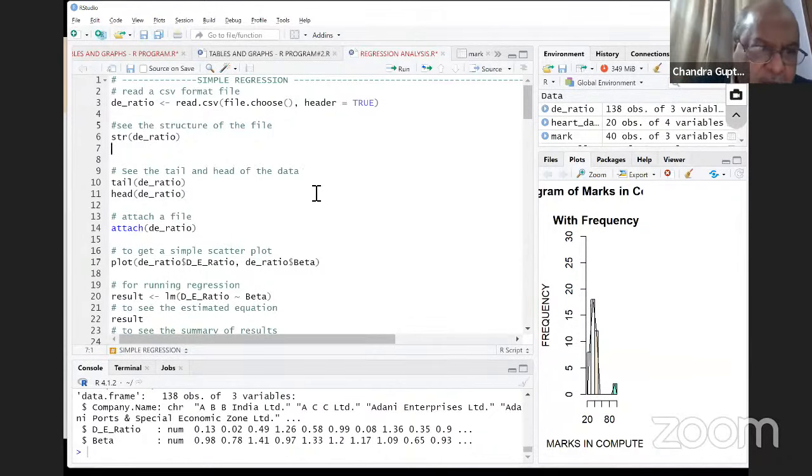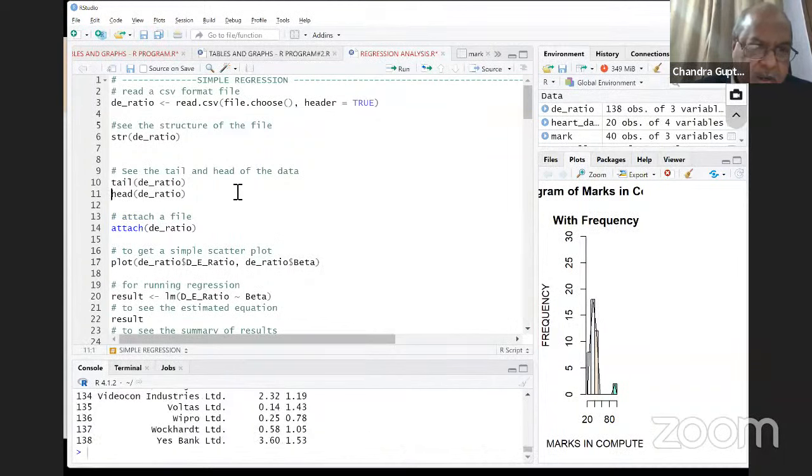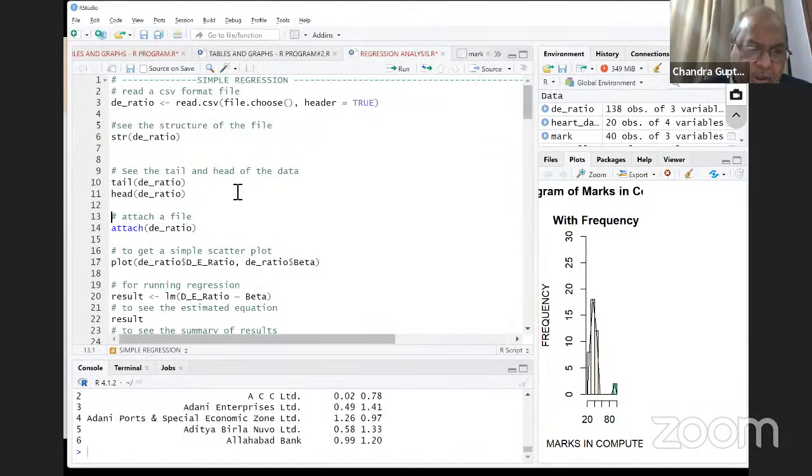Kavita, where you are teaching, you can see the bottom 10 observations. You can see the top 10 observations of the data. Terry. Okay.